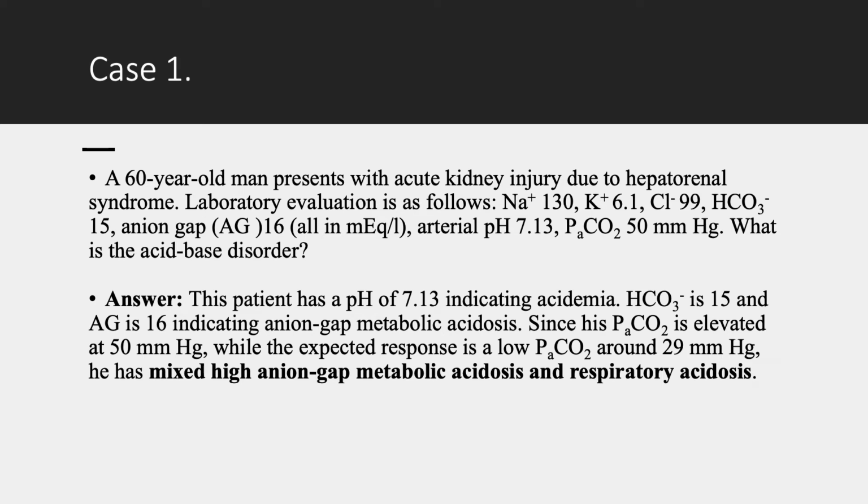So, like we said, at pH 7.13, we have acidemia, bicarbonate is 15, anion gap is 16, so we have anion gap metabolic acidosis. Now, the PaCO2 is elevated, so here the bicarb and the PaCO2 went in the opposite direction, while in the expected response, the PaCO2 should go down, should be around 29. So you have a mixed high anion gap metabolic acidosis, and also you have respiratory acidosis.